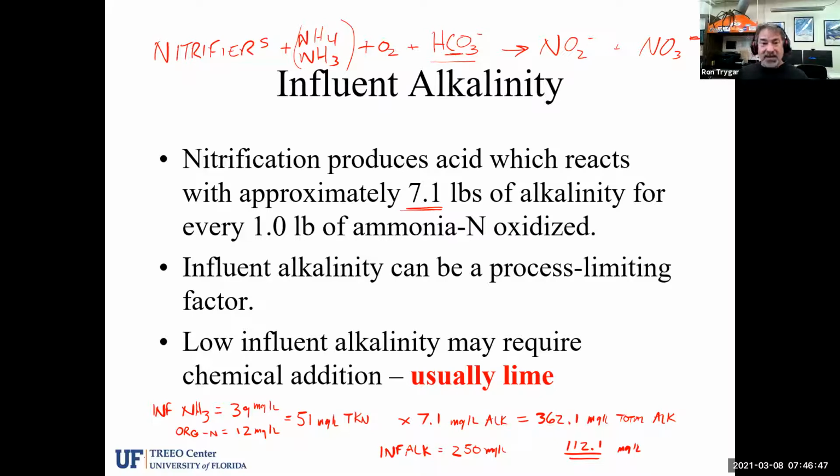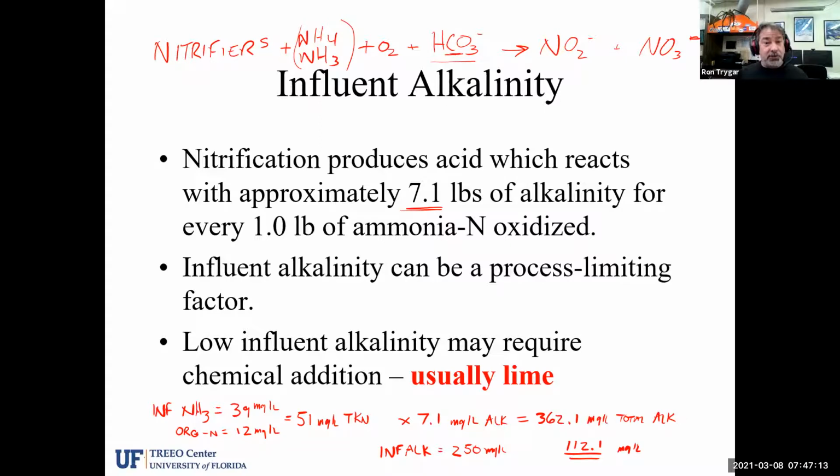So now we're going to have to pay attention to how much alkalinity is going to be consumed throughout the process. You will learn here today in my discussion with you that denitrification gives us some of the alkalinity back. So if we successfully denitrify this nitrate into nitrogen gas, we will gain back some of the alkalinity, and it may be enough to offset that 112.1 that we're looking for.